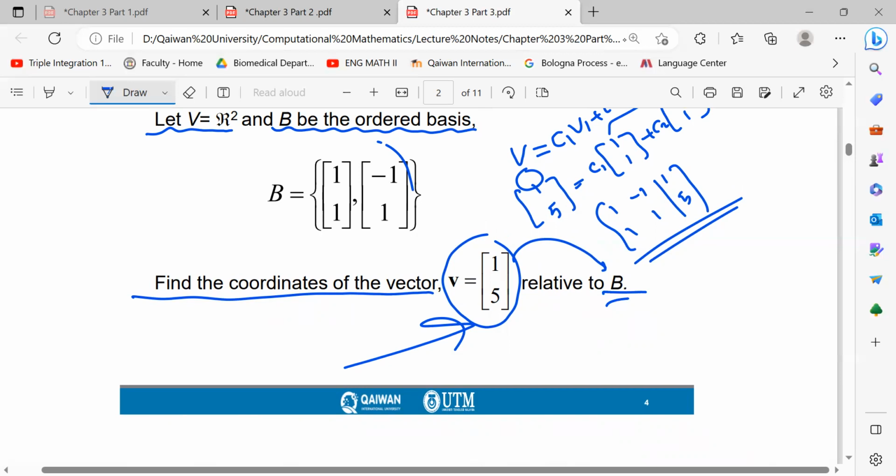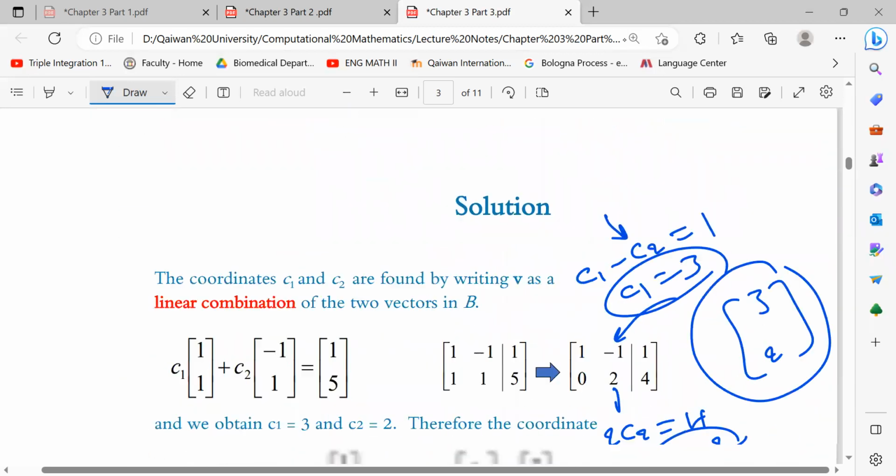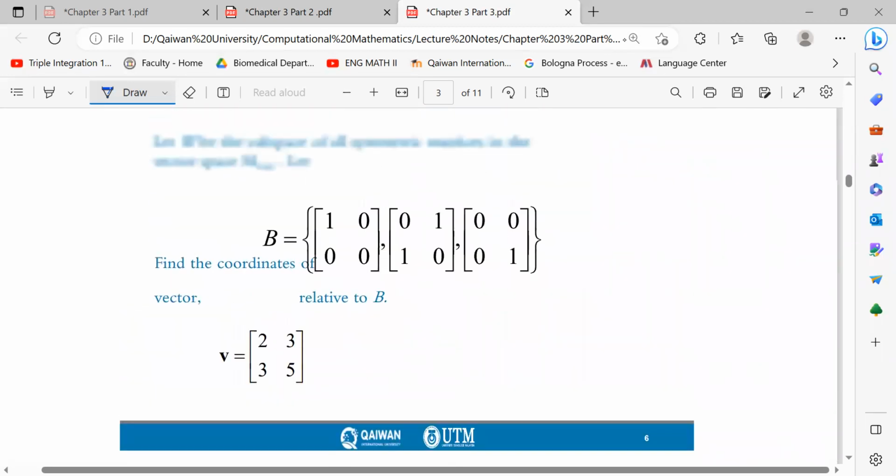What we do, we just write down V as the linear combination of the vectors in B. We find the values of C1, C2. The values of C1 and C2 are the coordinates of V relative to B. That's all. Here we have another example.